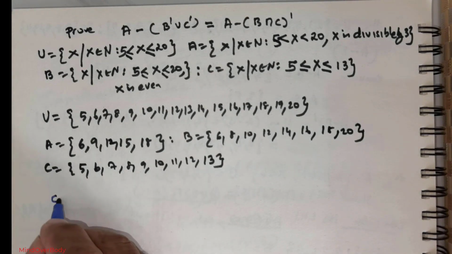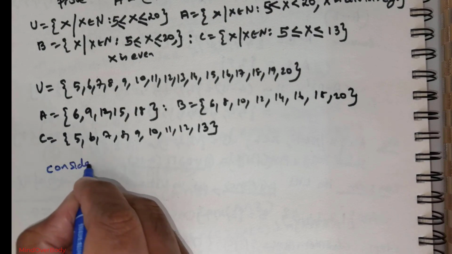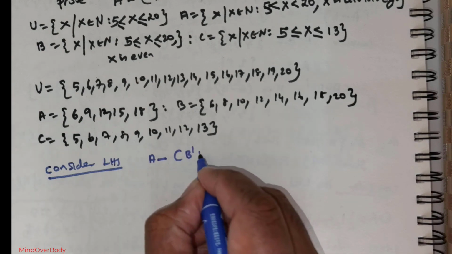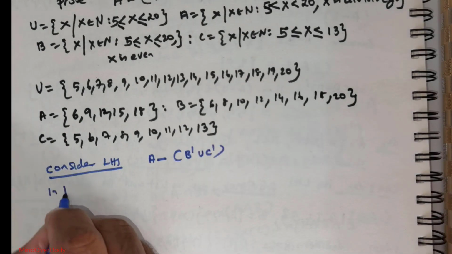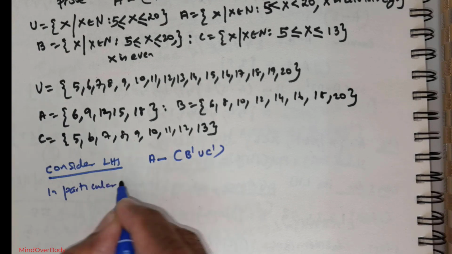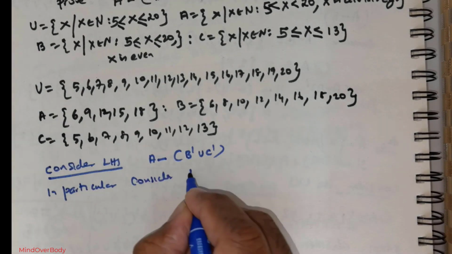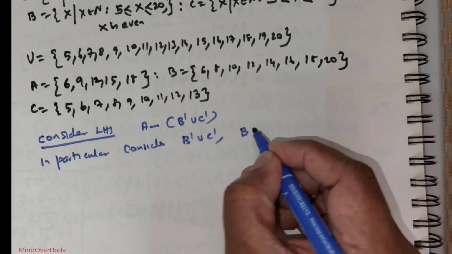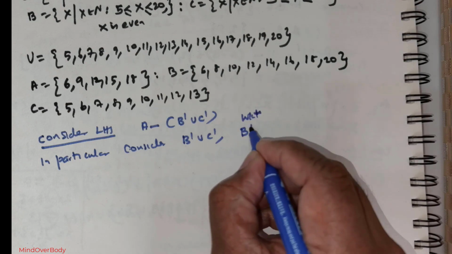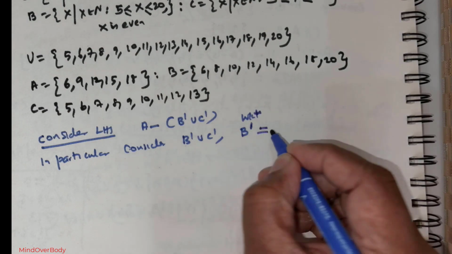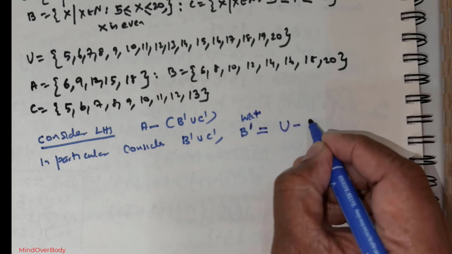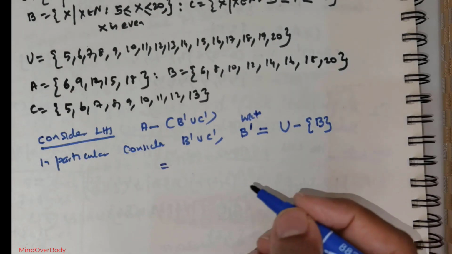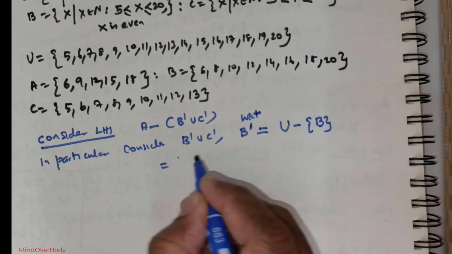Now B complement. So consider the left hand side. What's on the left hand side? A difference of B complement union C complement. Now in particular we will consider B complement union C complement. So we start off with B complement. We know that B complement is equal to, from the universal set you take away everything that belongs to B, and that's exactly what I'm going to do. So from the universal set we take away B.